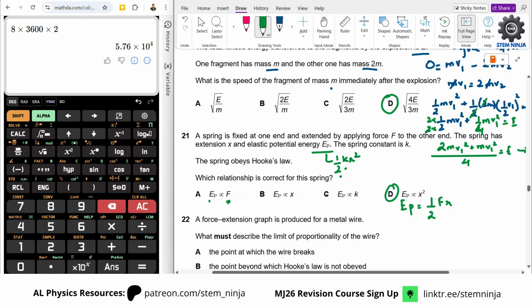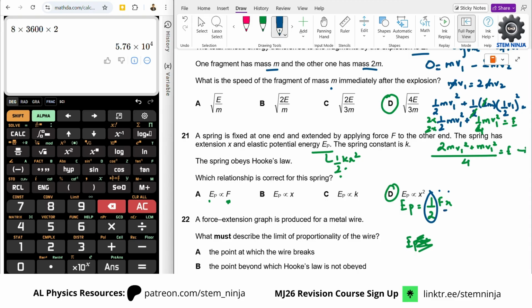So we can't actually use that, because if you just consider Ep equals half Fx, only half is the constant, and Fx is the variable part itself. So we have to keep one of them constant. In this case, half and k are constant. So yes, the proportionality will stand.